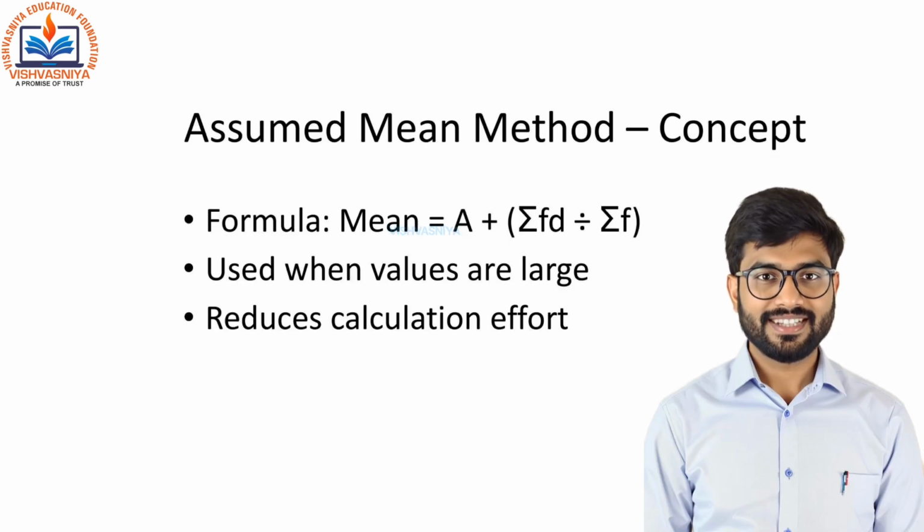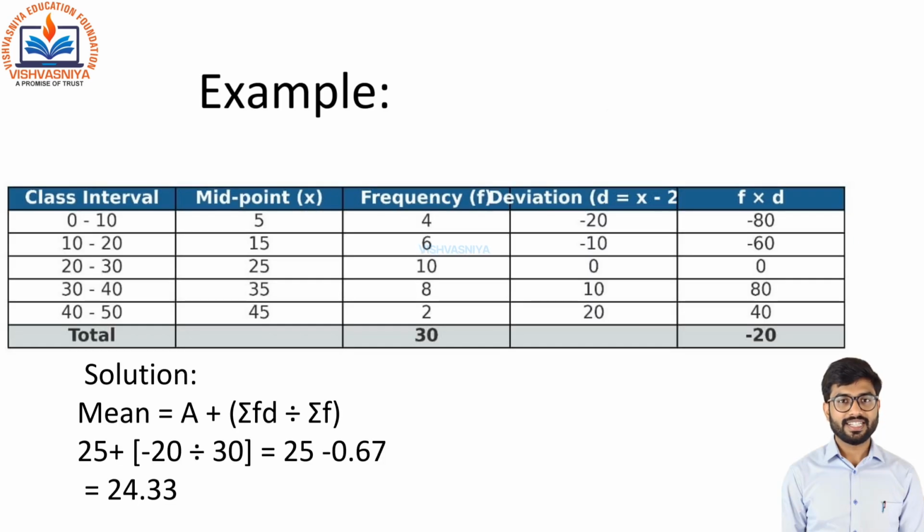The assumed mean method helps us simplify calculations. The formula is mean equals assumed mean plus summation of frequency into deviation divided by total frequency. Here, we take assumed mean as 25. For class interval 0 to 10, deviation is 5 minus 25, which is minus 20. Multiply with frequency 4 gives minus 80. For class 10 to 20, deviation is 15 minus 25, which is minus 10. Multiply with frequency 6 gives minus 60.